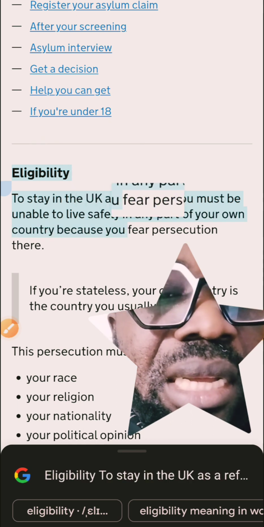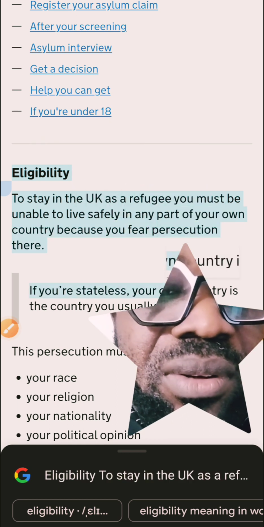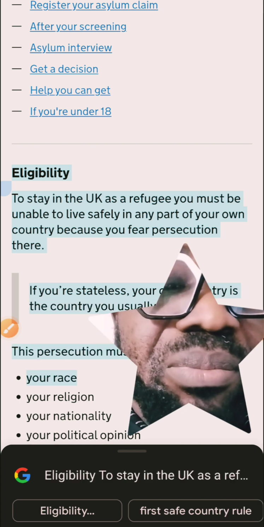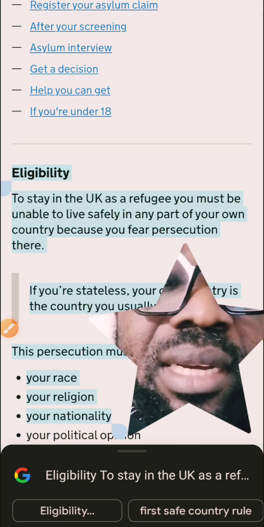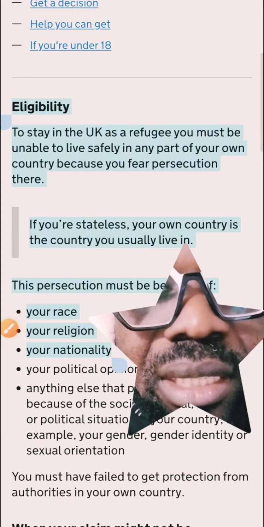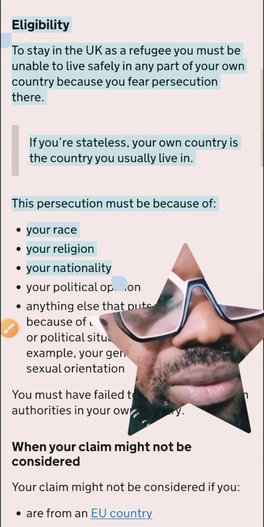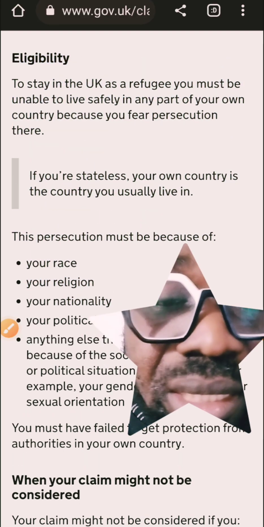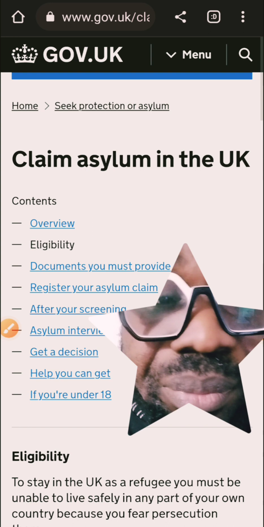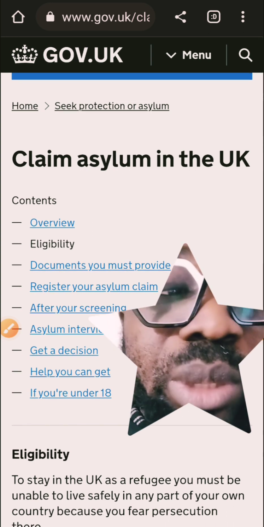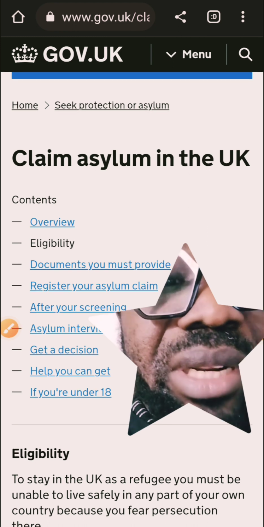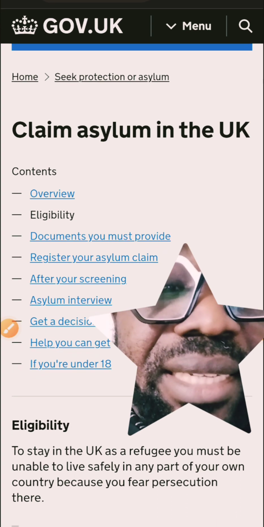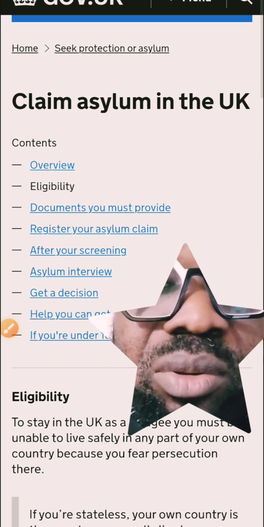And one of the bases for presenting your case should be, one, your race, the race you belong to. Secondly, your religion, the set of religion you do. Then your nationality. Then your political opinion. Then anything else that puts you at risk because of your social, cultural, religious, or political situation in your country. For example, your gender identity or sexual orientation. I'm going to take you through all of this.